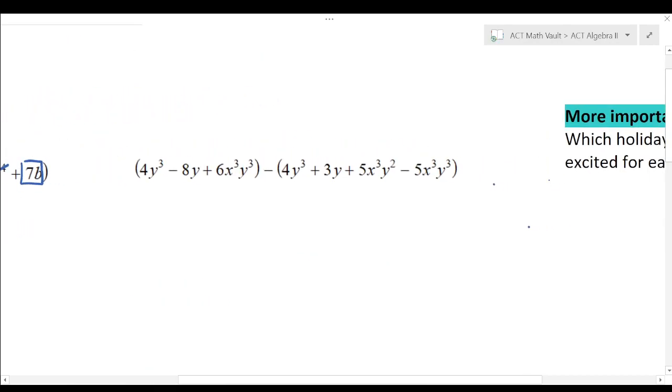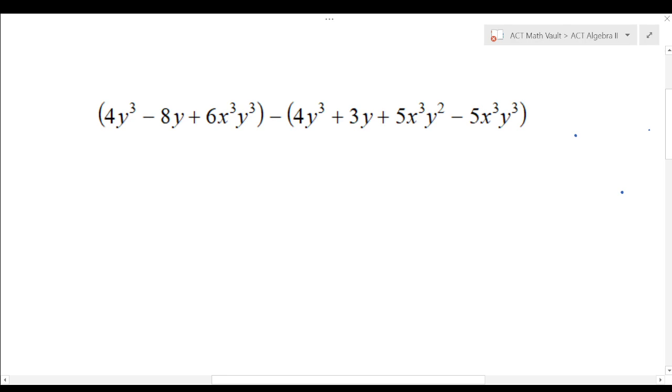All right, next problem. Now this is a little bit more confusing because we have two variables with multiple exponents. But same thing, if I see subtraction, I'm going to distribute that negative in to all of the rest of the terms. So that's going to be plus, negative, negative, negative, positive. Now I can combine like terms.